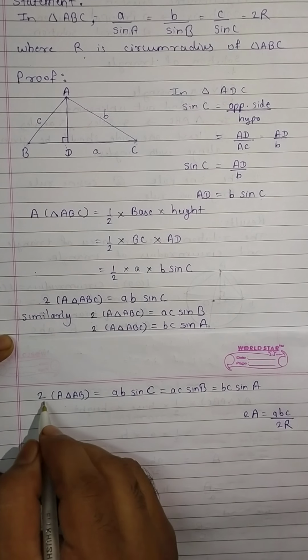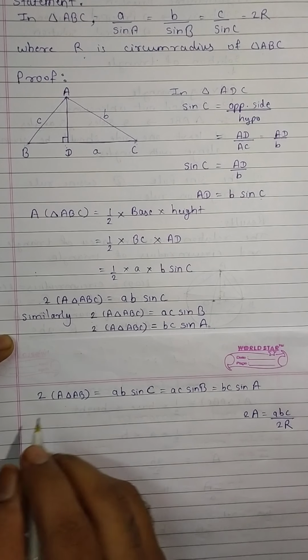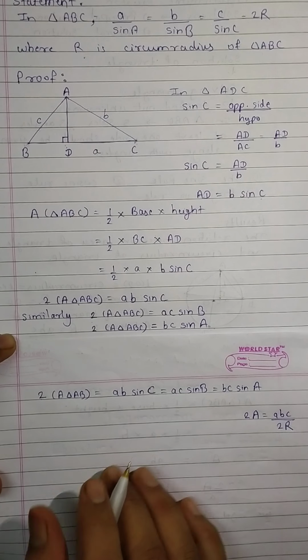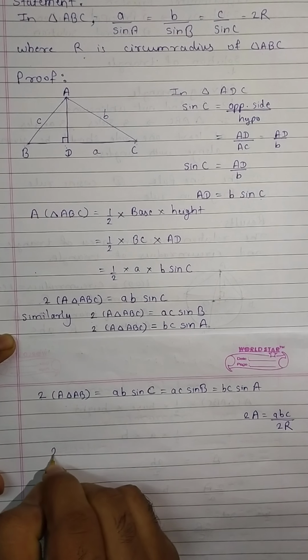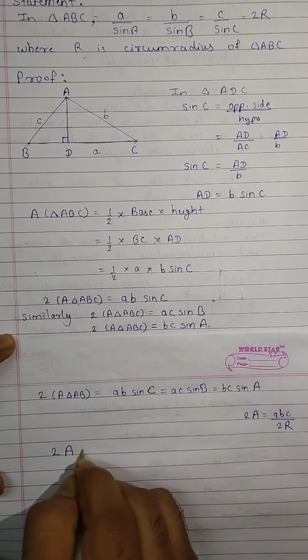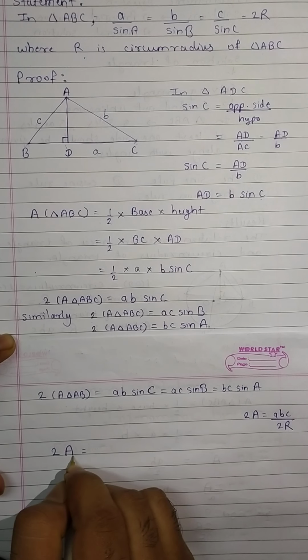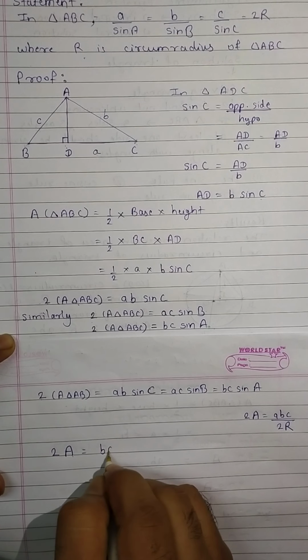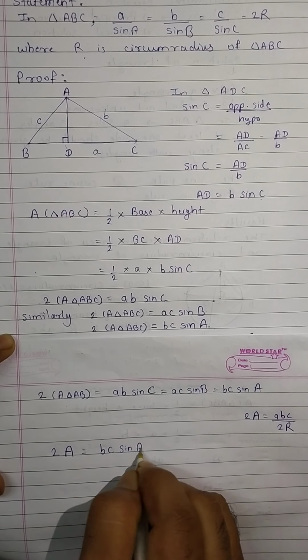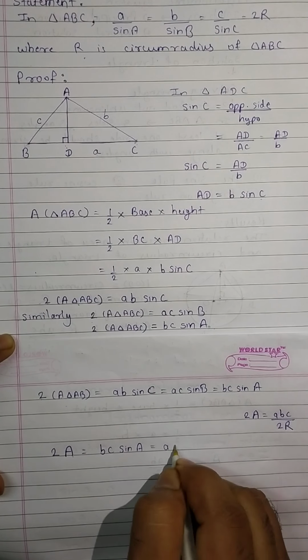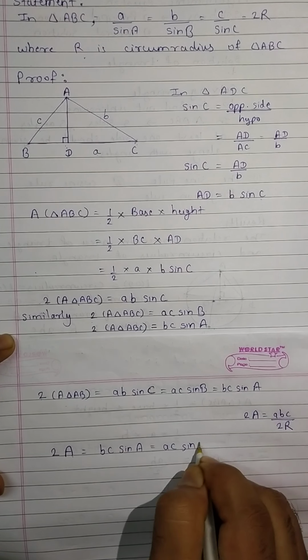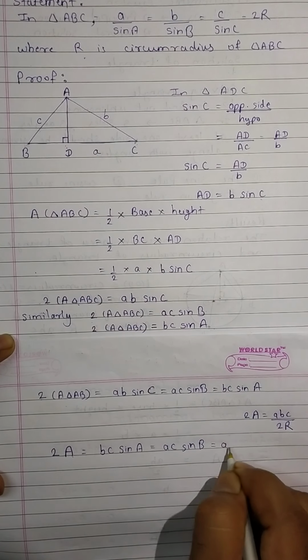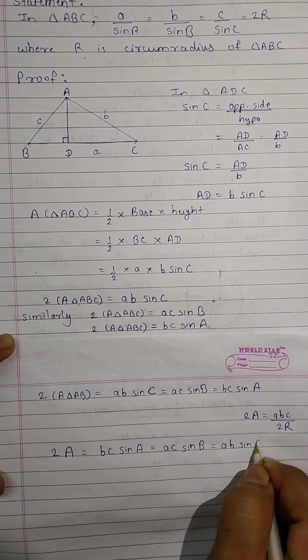So over here, see 2 into area of triangle ABC. I will rewrite this with the proper sequence which I require. 2 into area, if capital A stands for area over here, I'll write BC sin A is equal to AC sin B, which is equal to AB sin C.